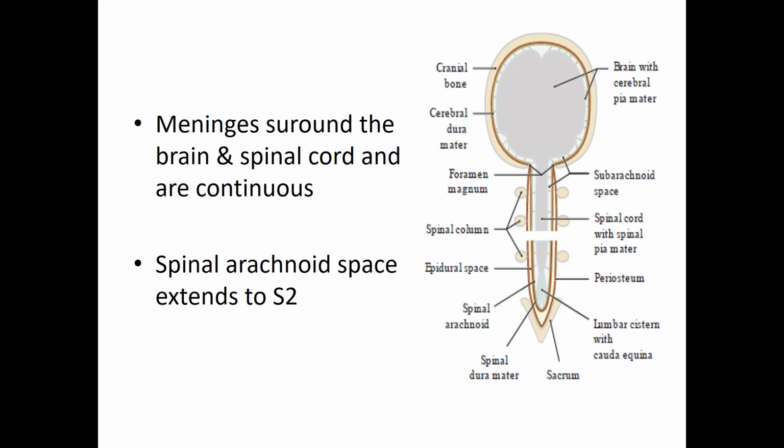First of all, in this picture you can see the meninges which surround the brain and the spinal cord. These meninges are continuous. There are three layers which surround the brain tissue: the dura mater, arachnoid mater, and the pia mater. These three layers continue downward, enclose the spinal cord, and end at the level of the S2 vertebra.